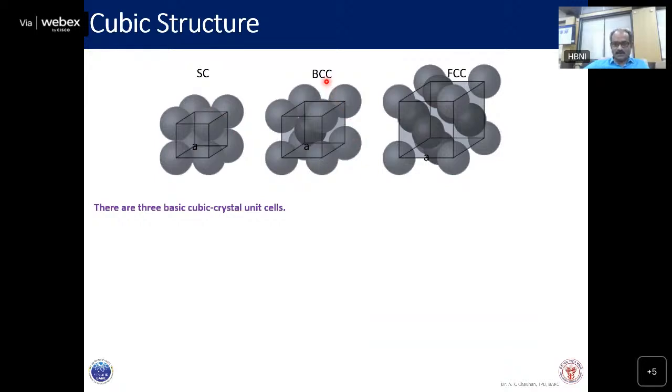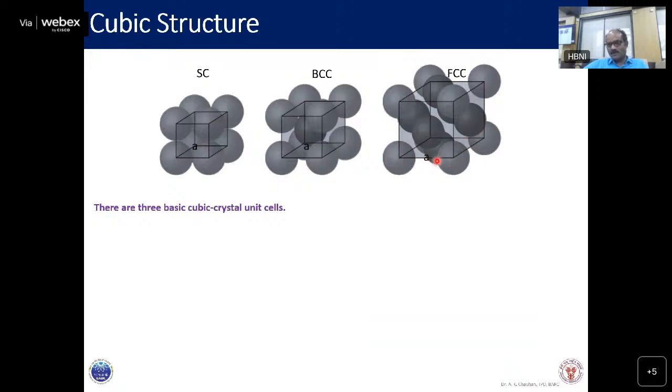Then there is another structure, body-centered cubic, where atoms are at each corner and there is one atom at the center of the body. Similarly, we have the most important structure here, the face-centered cubic structure. Here atoms are fixed at all the corners as in simple cubic and BCC, and in place of the body center, you have atoms at all the faces of the cube.